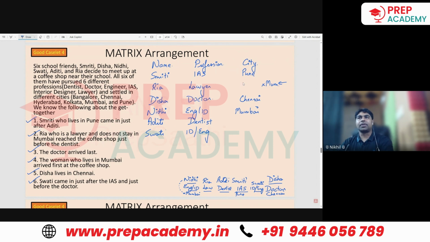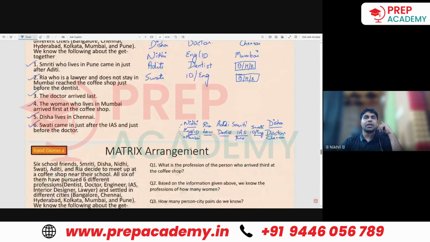Now we have one place here, and one place here. These three positions can be filled up by Bangalore, Hyderabad, and Kolkata. Because there are three cases, we cannot take a particular case like we used to take in two. If B or S, so H or B, that we cannot take now. So this is the complete scenario that we could have filled up. Now let's see the questions.